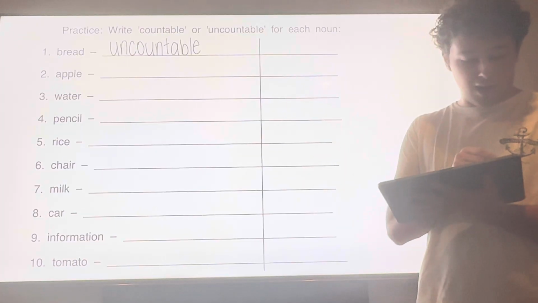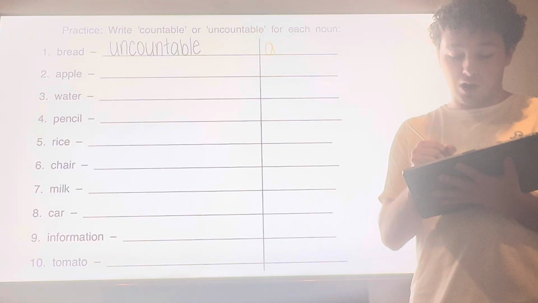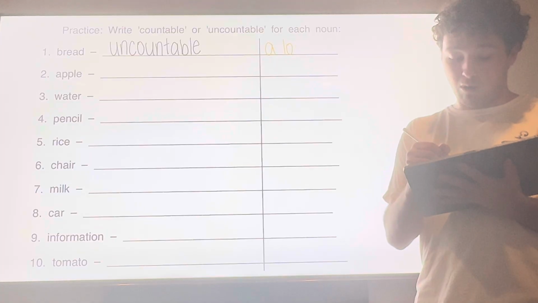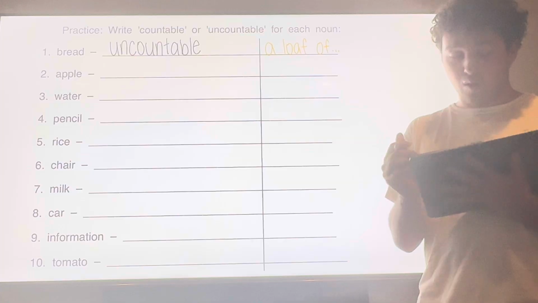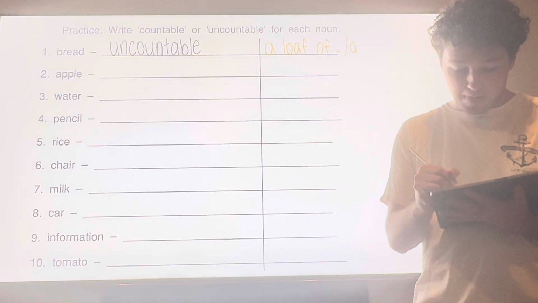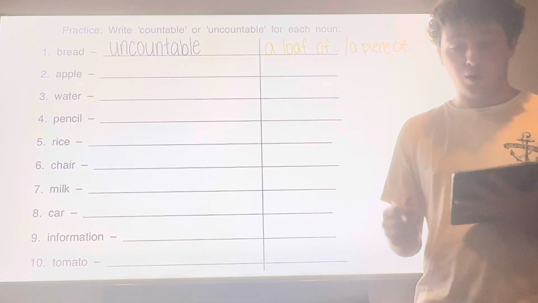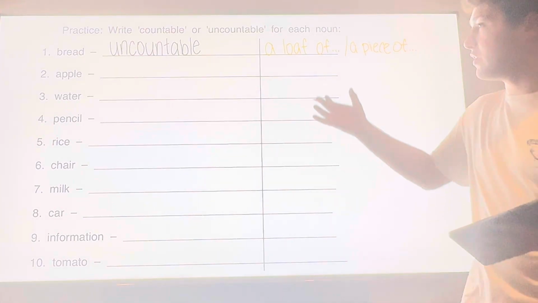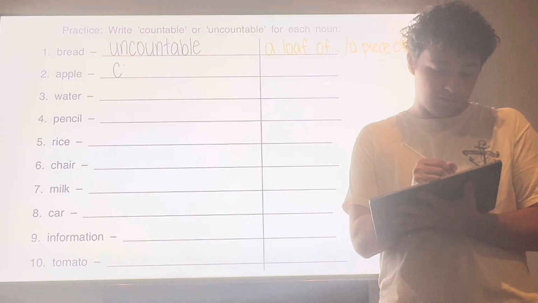So for bread, the common quantifiers are a loaf of, which is the whole thing, or a piece of, which is just one slice. Okay, continuing on with apple. Apple is countable.